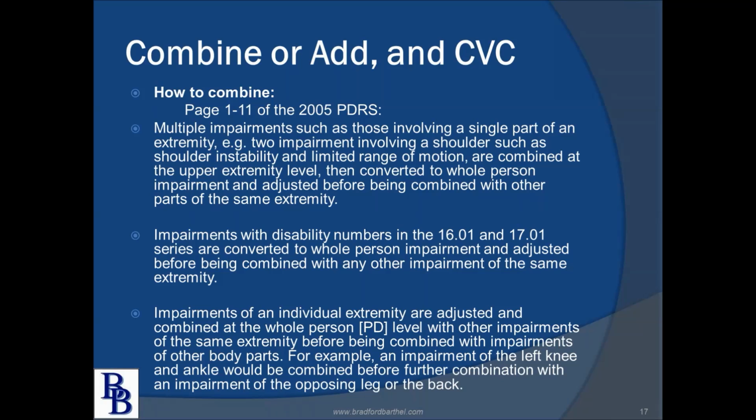So what this is saying is, if we have a left knee injury and a left ankle injury, we get the WPI, we rate each one separately, then we combine those, they're both the same extremity, and then we would combine with the back or the other leg, any disability from those.